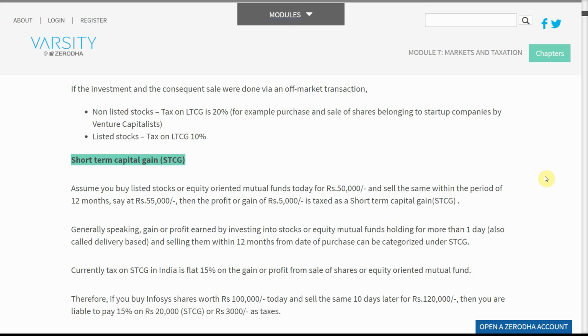Short-term capital gain, STCG. Assume you buy listed stocks or equity-oriented mutual funds today for 50,000 rupees and sell the same within a period of 12 months, say at 55,000 rupees. Then the profit or gain of 5,000 rupees is taxed as short-term capital gain, STCG. Generally speaking, gain or profit earned by investing in stocks or equity mutual funds holding for more than 1 day, also called delivery-based, and selling them within 12 months from date of purchase can be categorized under STCG.